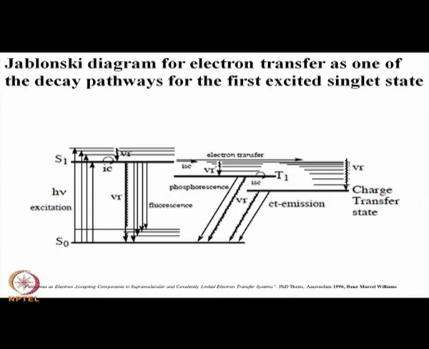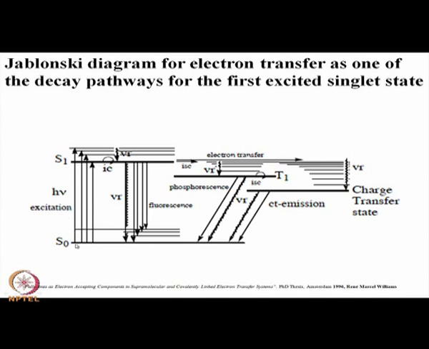Okay. So, it is the Jablonski diagram. You can get more information on these from this thesis. Actually, this was taken from this thesis. Anyway, the Jablonski diagram for electron transfer as one of the decay pathways for the first excited singlet state is given by this. Here you see this is your S0, this is your S1 state, and it is the photo excitation.